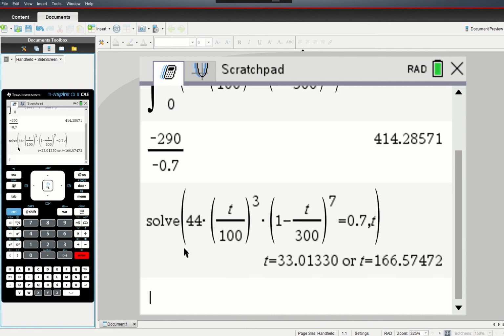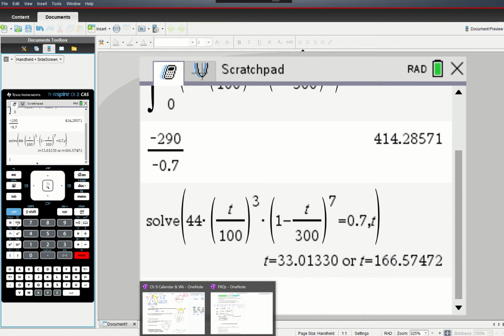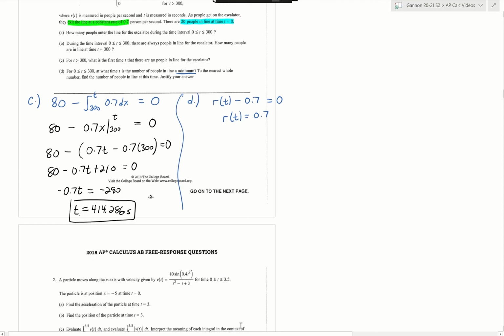So if we hit enter, we should get some answers, and it looks like we have two possibilities for critical values. So we've got 33.01330 and 166.57472. So we have our critical values.